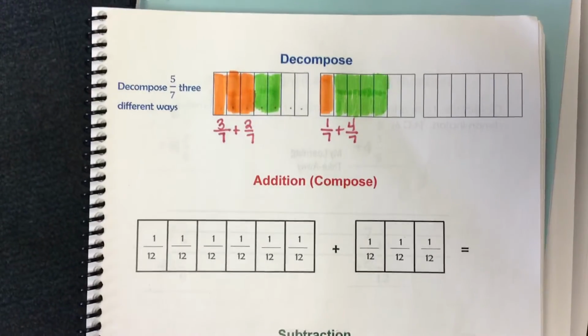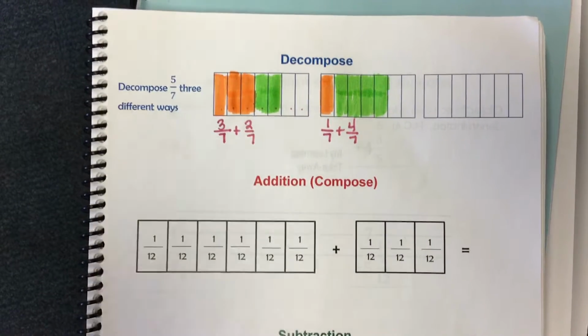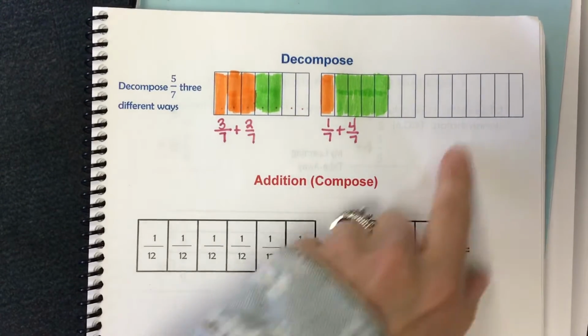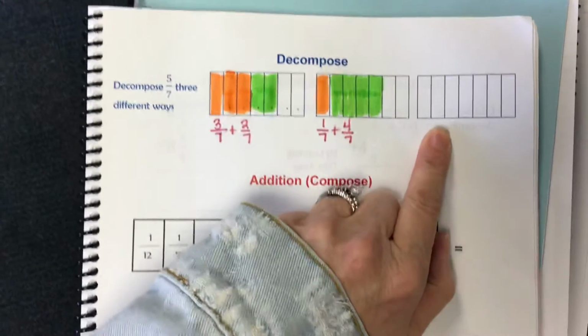Do we always have to only break it down into two numbers? No, I could break it down into 1/7 plus 1/7 plus 1/7 plus 1/7 plus 1/7. That still equals 5/7. So give me a way to decompose 5/7 using at least three numbers.